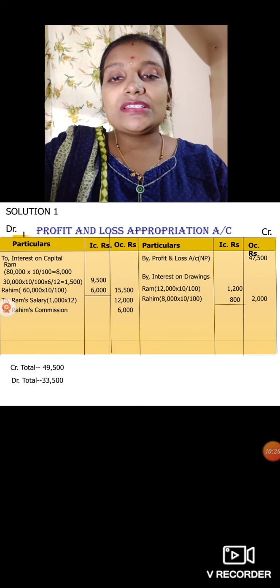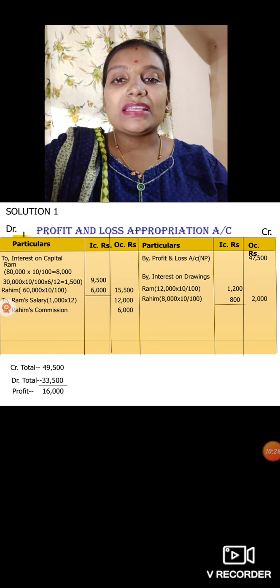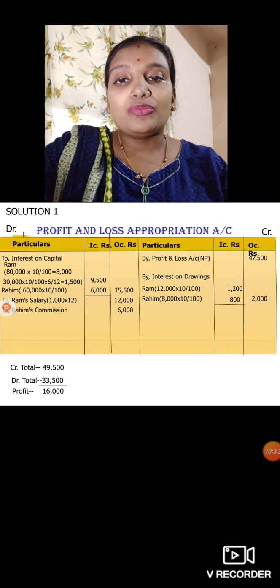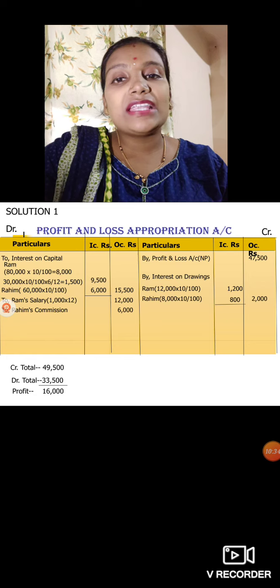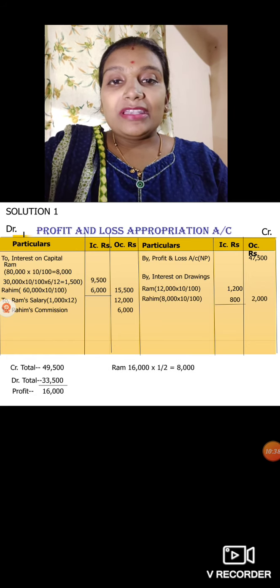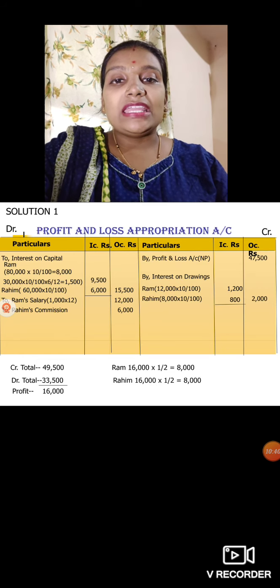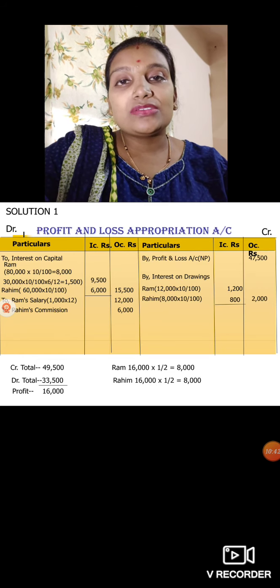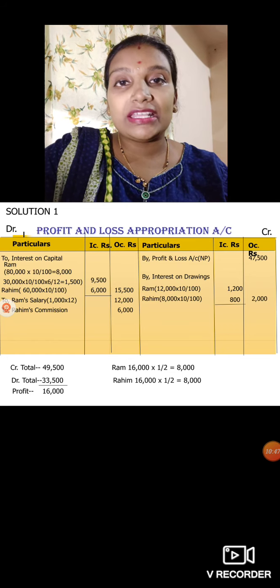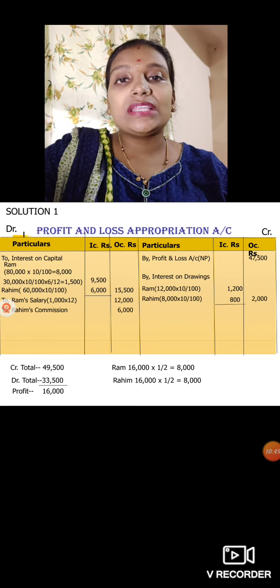33,500. So what is the difference amount we are having? It is 16,000, right? The difference of both is 16,000. Which side do we have a lesser amount? Debit side. So it will be divided among Ram and Rahim, half. 16,000 into 1 by 2, because they have not mentioned any profit and loss sharing ratio here. So equally you should consider the two partners we have, 1:1.